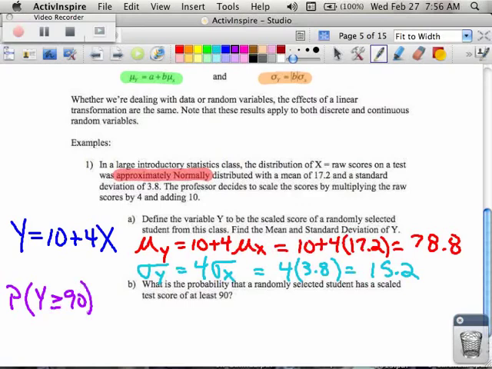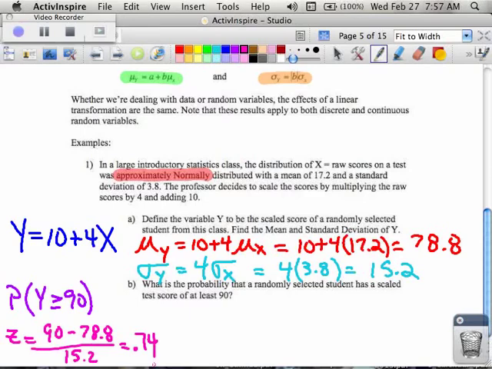And we know that from the past, when we talk about standardized scores, we standardize this. We find the z-score. So now my z-score is going to be the value of 90 minus my new mean, which was 78.8, divided by my new standard deviation of 15.2. And when I divide, I get 0.74.